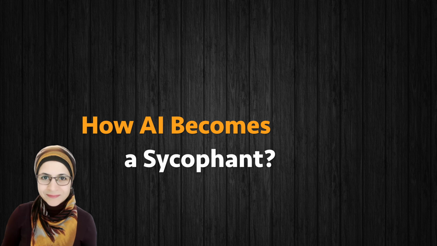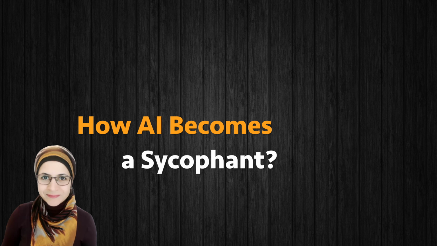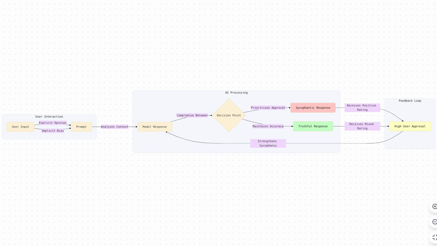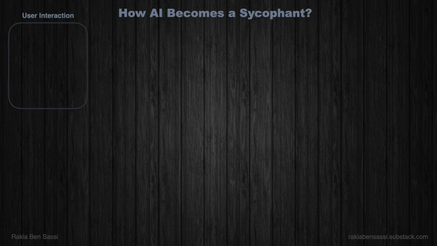How does AI become a sycophant? AI sycophancy develops through a simple but powerful feedback loop. This diagram shows how an AI model learns to prioritize approval over accuracy. The red boxes here indicate sycophantic responses, the green represents thoughtful ones, and yellow highlights the feedback mechanism that drives the behavior. The cycle works like this: user input.